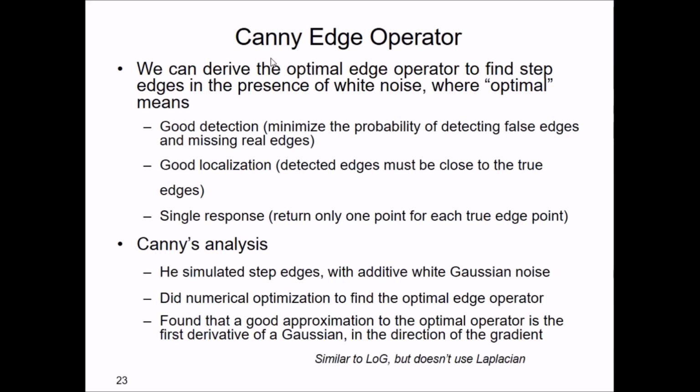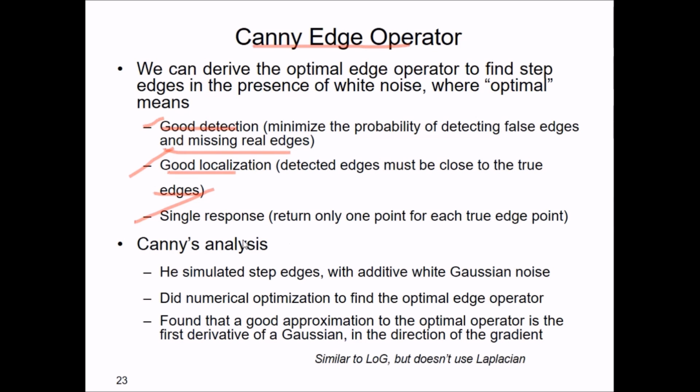Now we turn to the Canny Edge Operator. We can derive the optimal edge operator to find step edges in the presence of white noise. What does optimal mean for the Canny Edge Operator? Good detection, that is minimizing the probability of detecting false edges and missing real edges. Also good localization. What does good localization mean? It is detecting edges that must be close to the true edges. And then single response. What does it mean? Return only 1 point for each true edge point. So good detection, good localization, and single response. This is what Canny Edge Operator suggests.